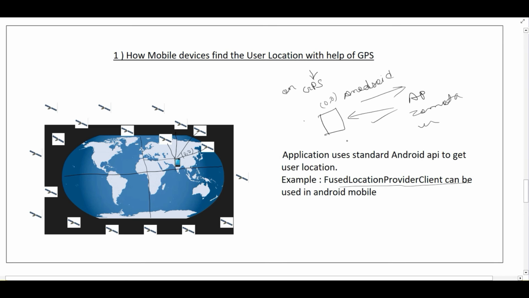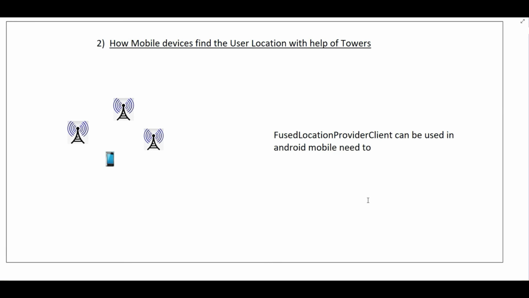Like the fused location provider client can be used to get the user location from Android devices. Here we can set how accurate you want the data to be, because there are other mechanisms too. If you set accurate, it will use GPS technology to get the data. So now we have a second mechanism.